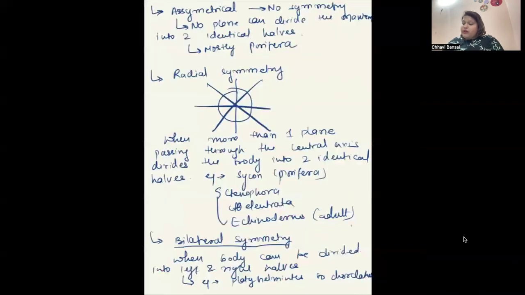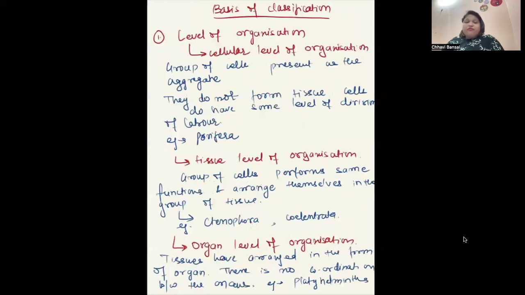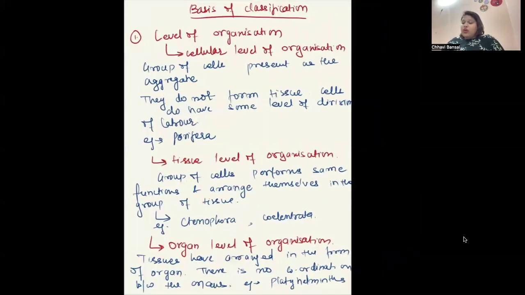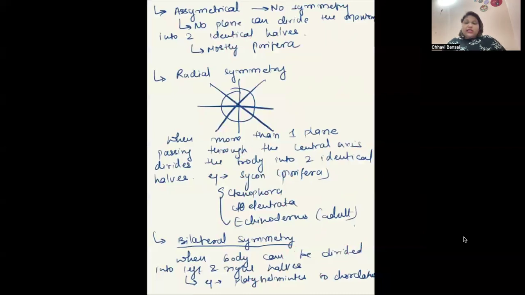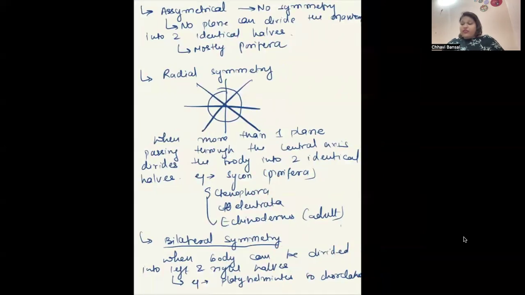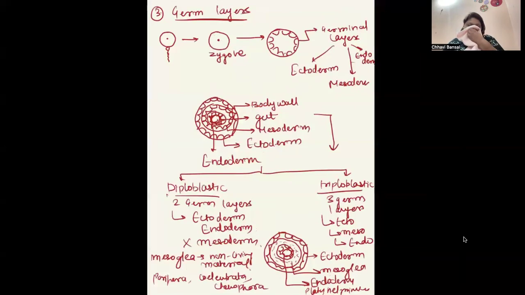Let's just have a quick revision of what does it say. First is level of organization. We have 4: cellular, tissue, organ, and organ system level of organization. Second is symmetry. We have 3 types: asymmetrical, radial symmetry, and bilateral symmetry. Third is our germ layers. We have 3 germ layers: ectoderm, mesoderm, and endoderm. Organisms that have 2, they are called as diploblastic. That have all the 3 called as triploblastic.